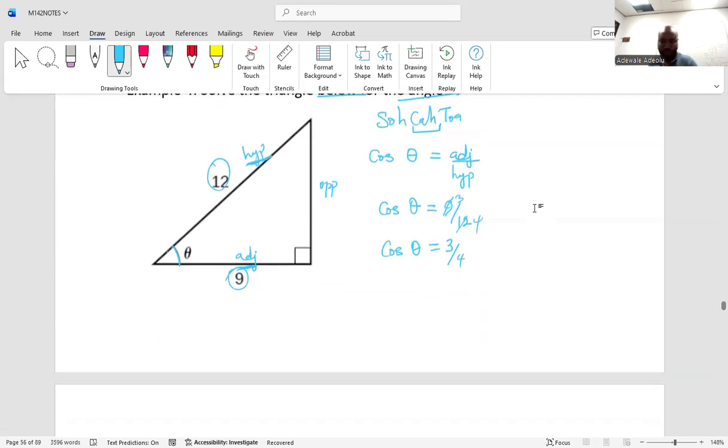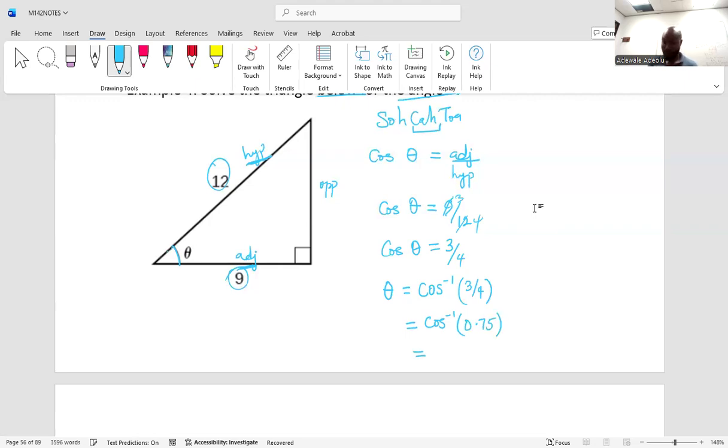Now, what do I do now, guys? I'm looking for theta. Does that mean I can say theta is cosine inverse of 3 over 4? Yes. That is how I can move from cosine to cosine inverse, right? So now our angle is cosine inverse of, I believe this is 0.75.